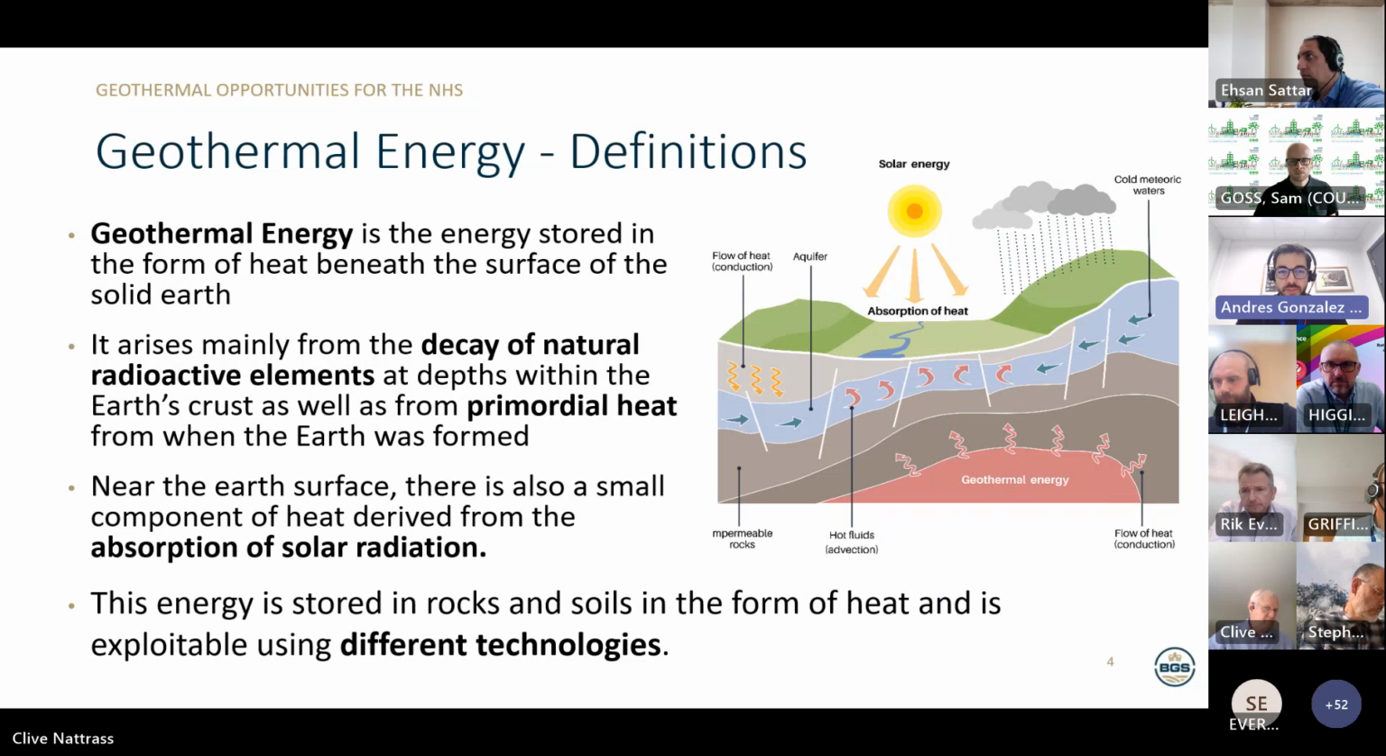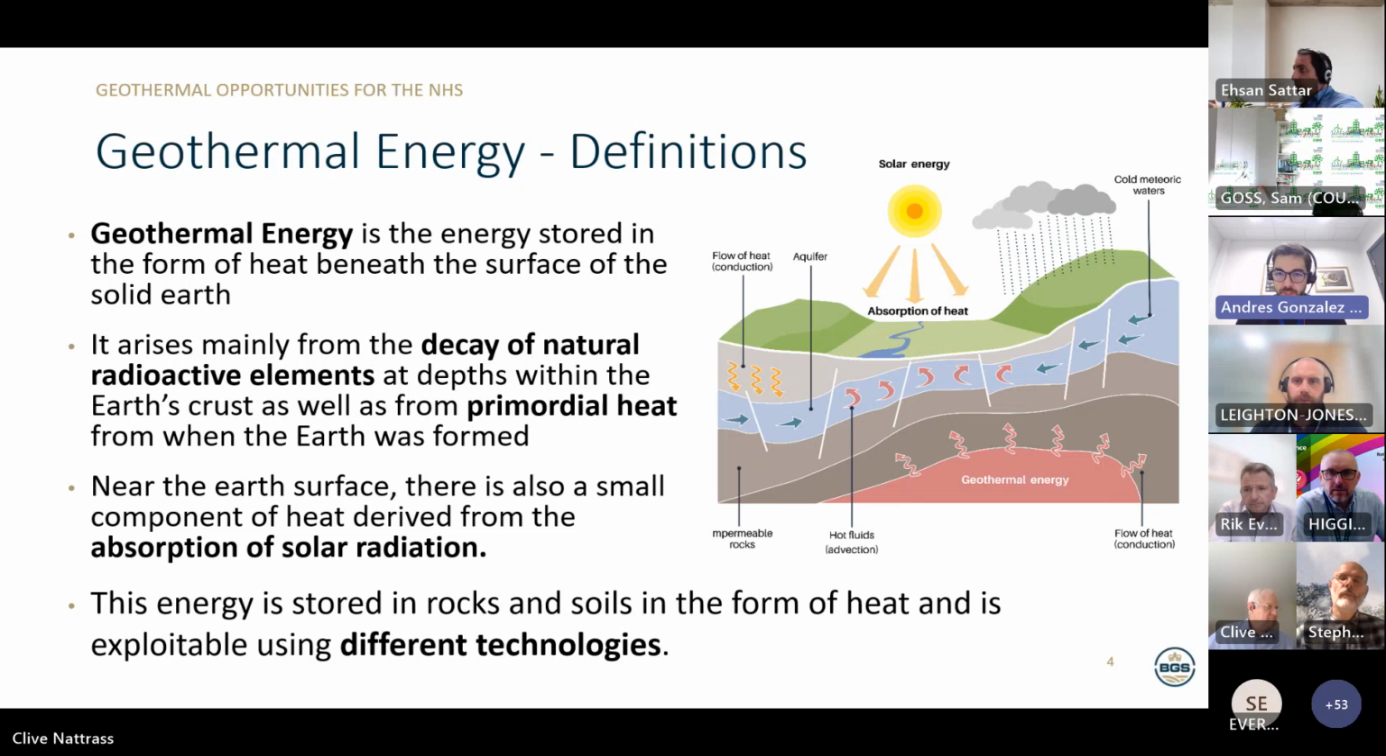This heat mainly arises from the decay of natural radioactive elements, and also there is some part of the primordial heat from when the Earth was formed. But there is also some component from the absorption of solar radiation at the surface, so we can take advantage of this geothermal, shallow geothermal energy with heat pumps and using some technologies like borehole heat exchangers, for example. So as I said, this energy is stored in the rocks, soils, and also in the groundwater in the form of heat, and we can exploit this energy using different technologies.